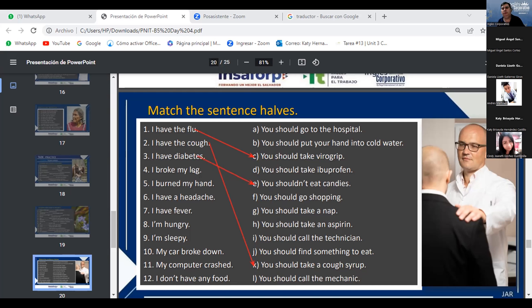I broke my leg. Yes, you should go to the hospital. I burn my hand. You should put your hand into cold water.